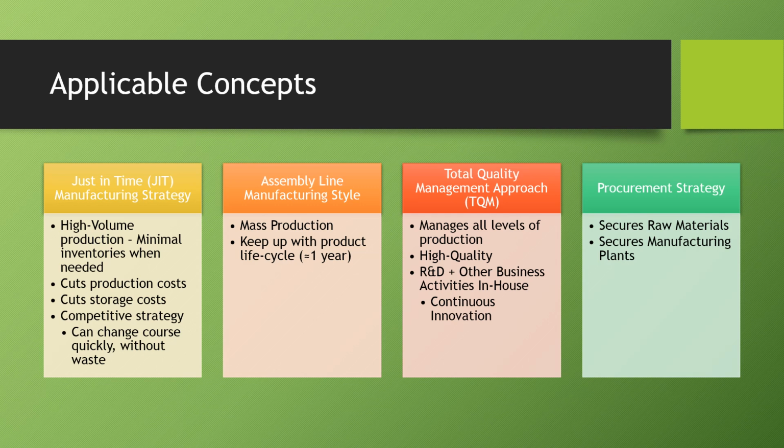Although production occurs overseas in China, Apple has secured and guaranteed supply through its procurement strategy, which means a steady supply of raw materials and a secured manufacturing plant. Apple also has the ability to keep functions, specifically R&D, in-house, which creates a more intense level of competition for those seeking entry into the industry.